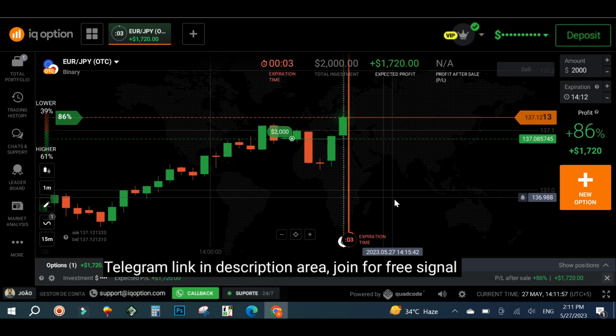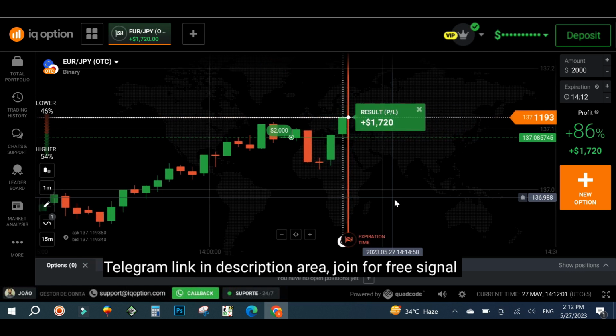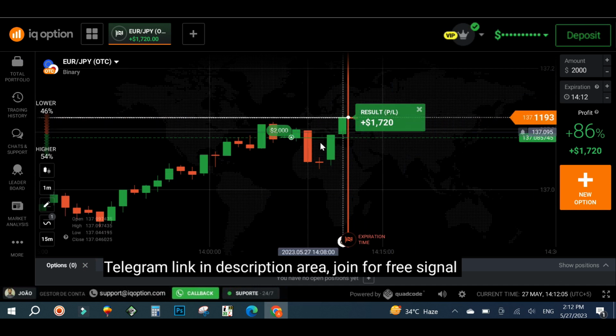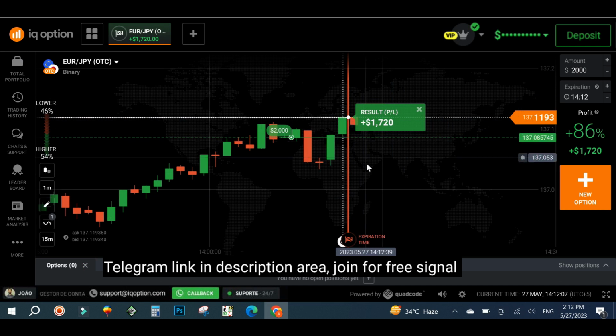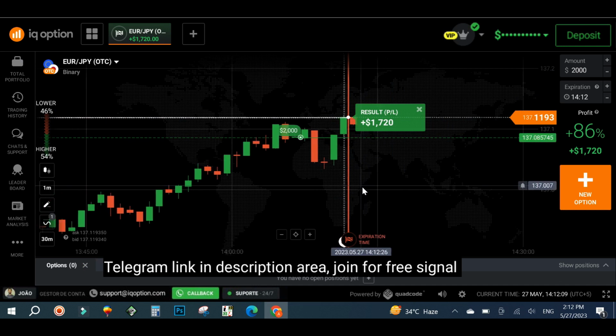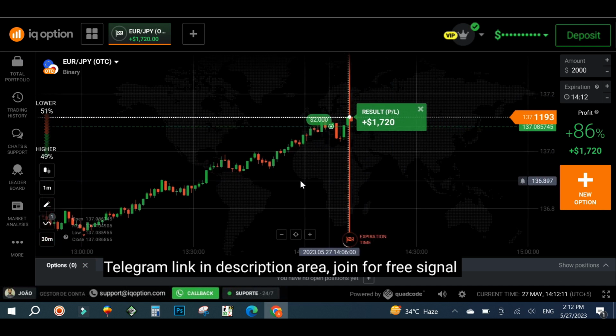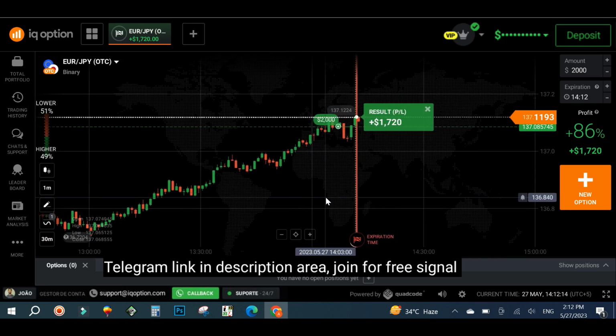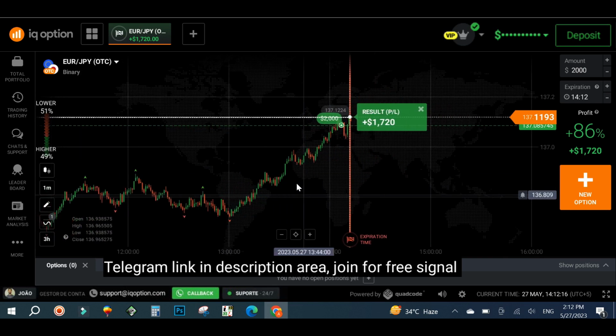When used in conjunction with robust risk management strategies and confirmation from technical analysis, the Modified Fractal Indicator can help traders navigate the fast-paced market environment with greater confidence and success. So I won this trade, and you can see how much profit I made from this trade.